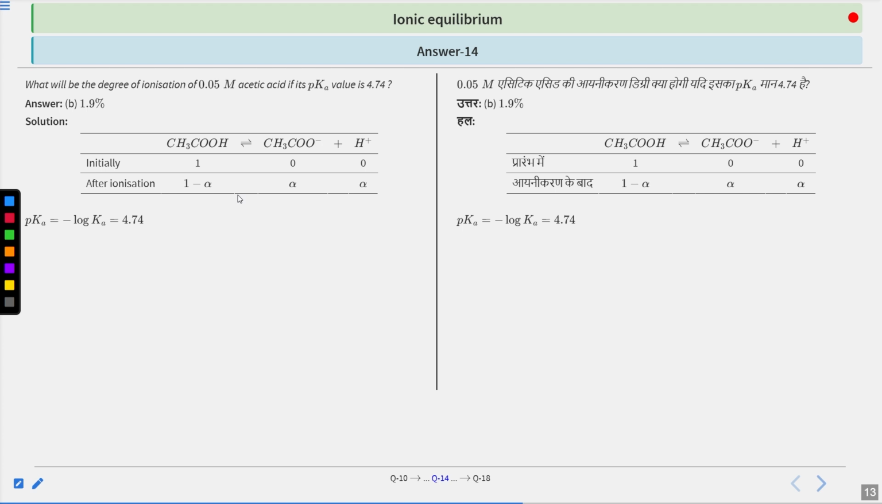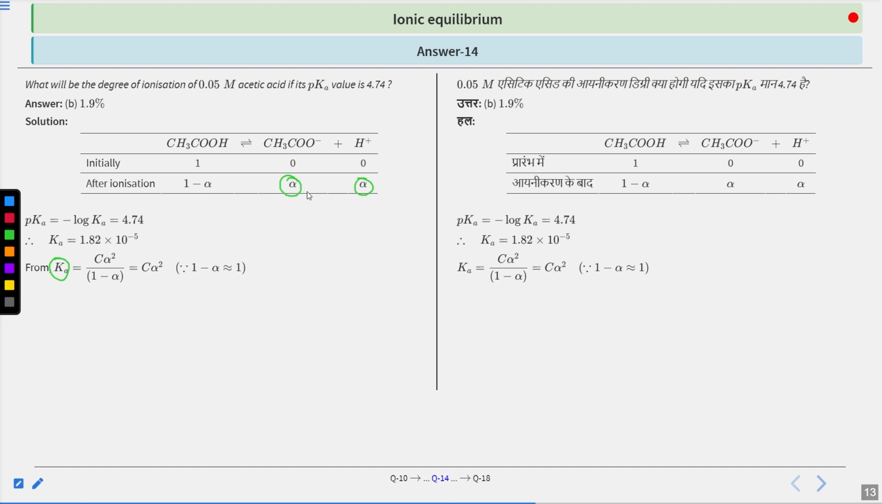Now what is pKa? It is minus log K, and pK value is given as 4.74. Now what will be the K value? Just transfer this negative sign here and then take 10 to the power minus 4.74. That will give your K value as 1.82 into 10 to the power minus 5. Further, if you write the K, how will you write it? So on the product side, we have this alpha and alpha.